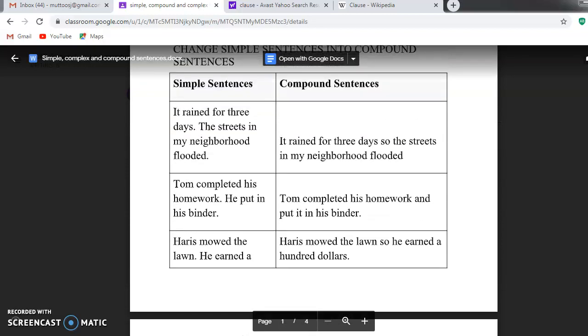Let us see one example. Simple sentence: it rained for 3 days, the streets in my neighborhood flooded. So how do you change it to a compound sentence? It rained for 3 days, so the streets in my neighborhood flooded.